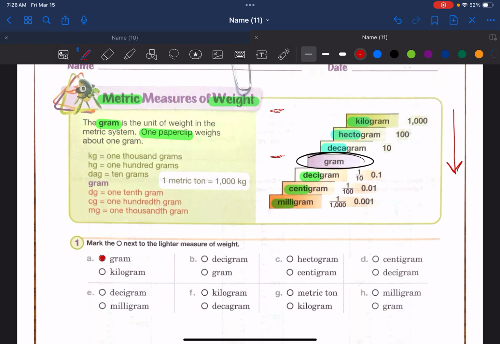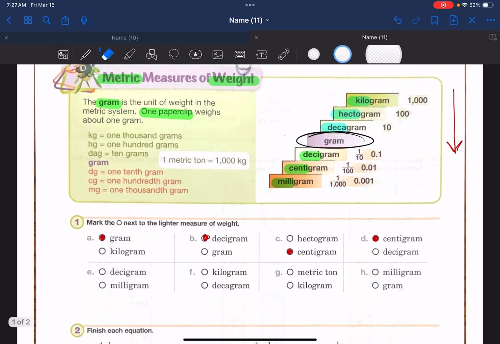Going across, decigram and gram. So here's gram, here's decigram. Which one's lower? Decigram. Okay. Next one over, hectogram. That's right here. And centigram, that's right here. Which one's lighter, further down on the list? Centigram. Okay. This next one, you have centigram and decigram. So they're next to each other, but which one is lower? Centigram. It's lighter. Okay. All right, you can do the bottom row.